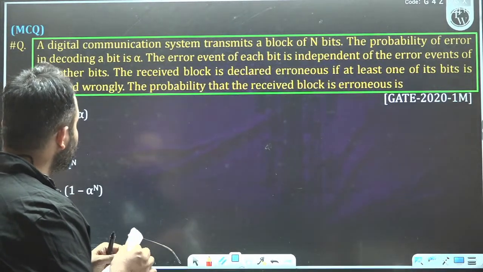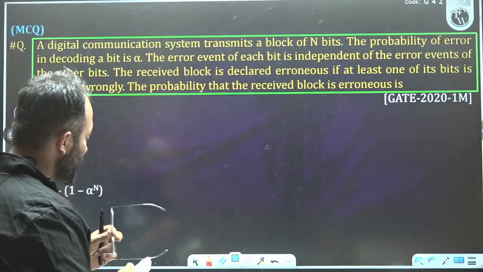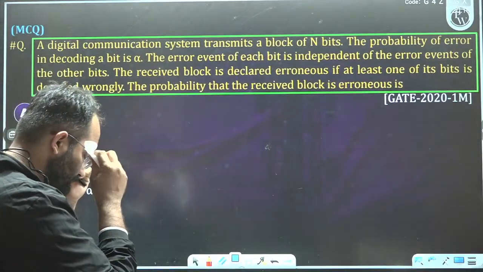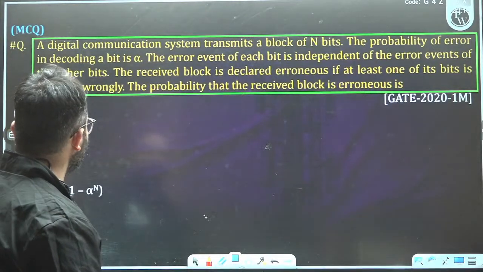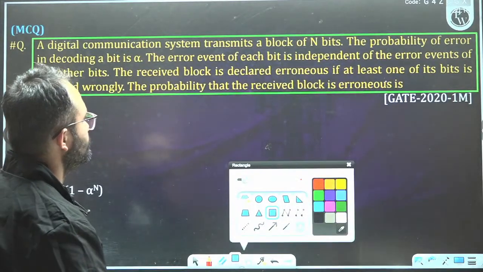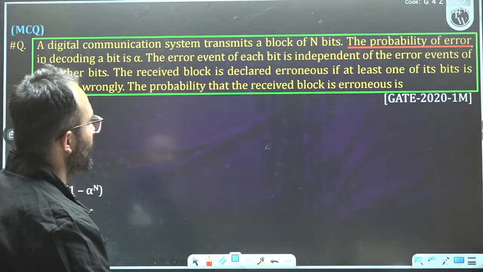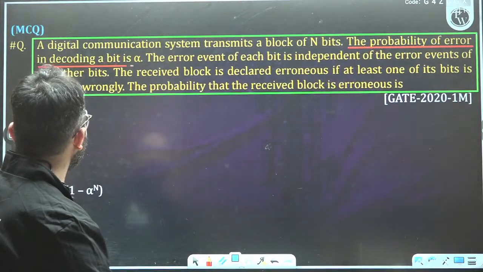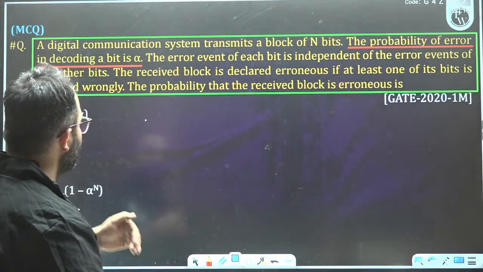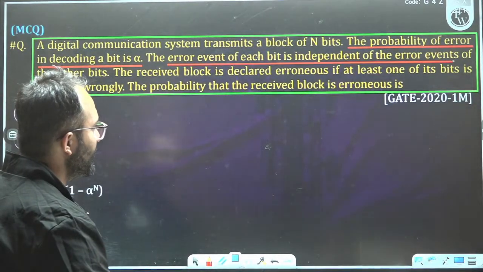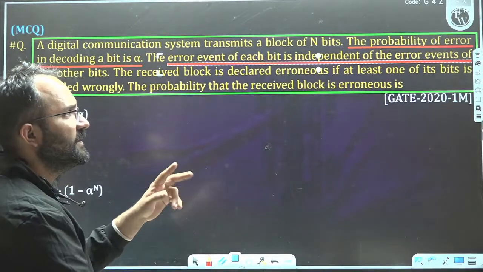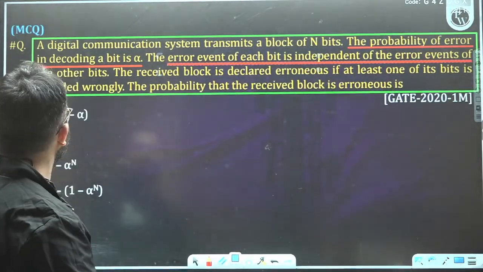A digital communication system transmits a block of n bits. The probability of error in decoding a bit is alpha. The error event of each bit is independent. Like we can have error in any bits independent.